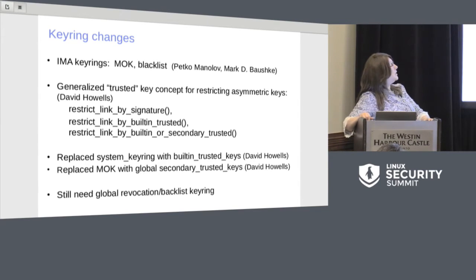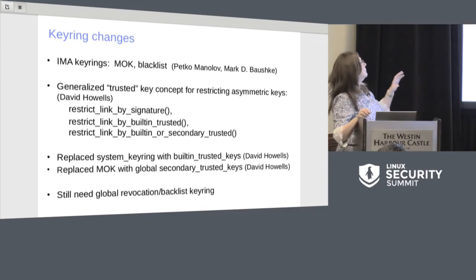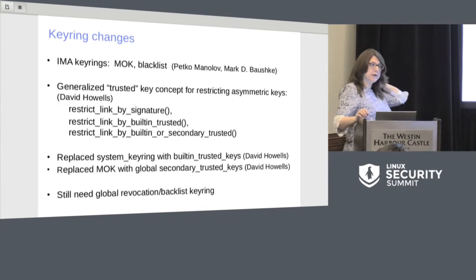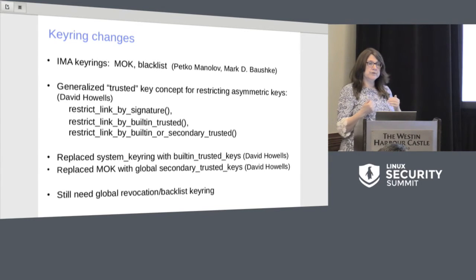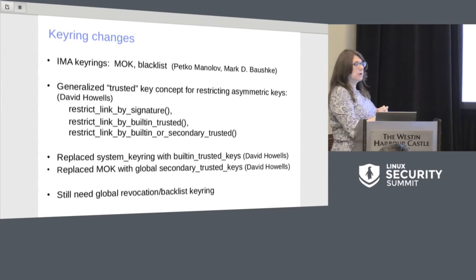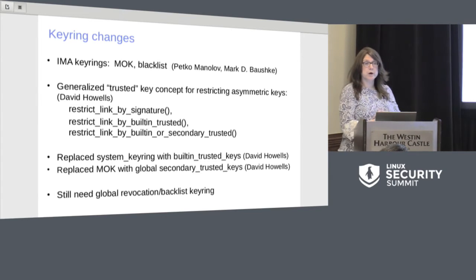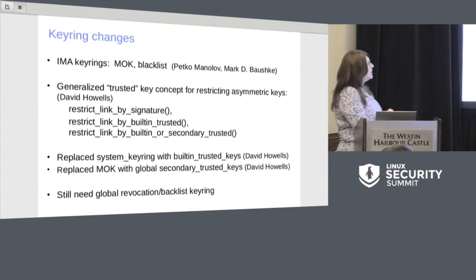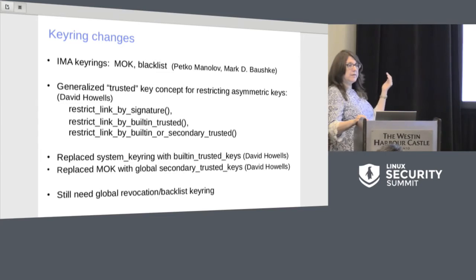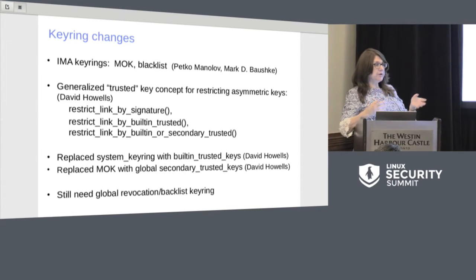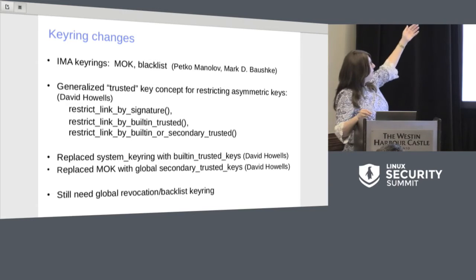In terms of the keyring changes, as I said, this is not a complete set of changes. What has gone into keyrings is really up to David Howells to give a talk on. But in terms of IMA, we started this conversation from last year's talk. Petko Manilov and Mark came and talked about Juniper's requirements. And it fed into that they needed an intermediary keyring, which is referred to as the MOK keyring. And they needed a blacklist. And we started upstreaming that. It actually was upstreamed.